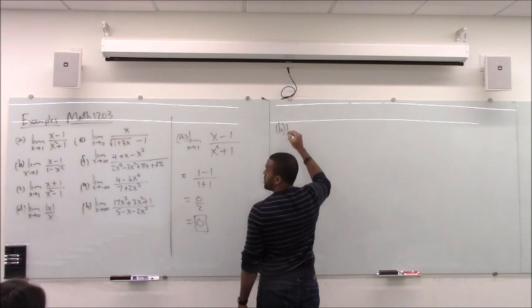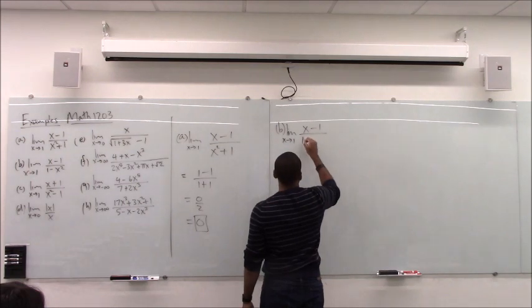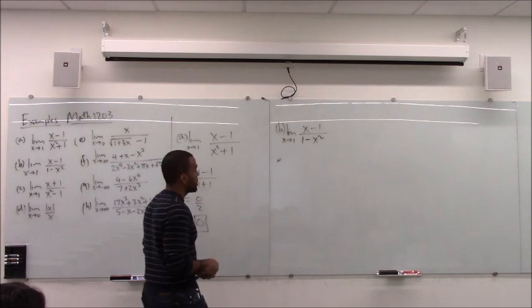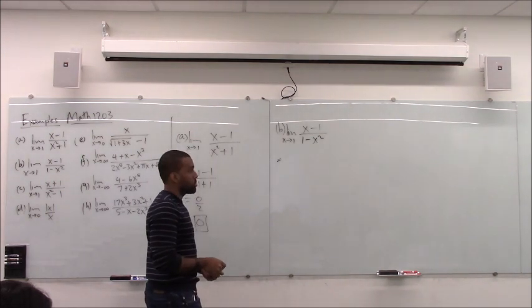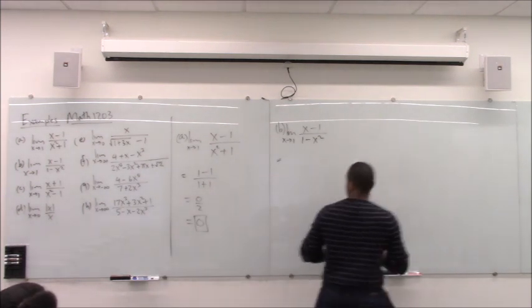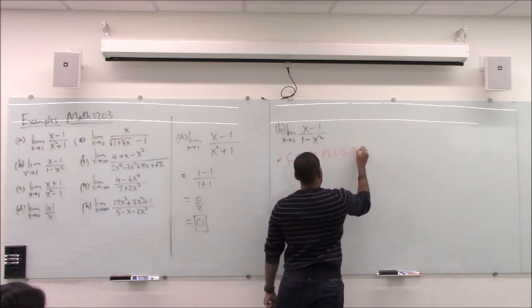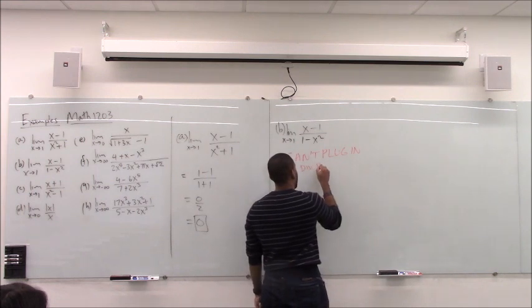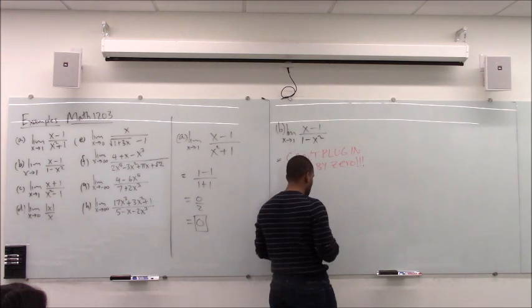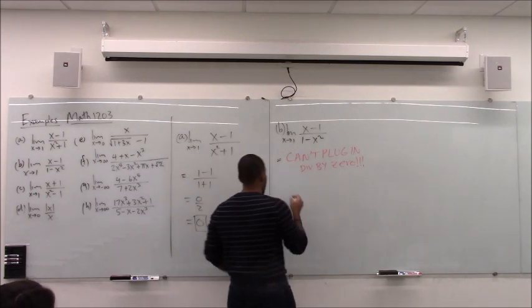So limit as x approaches 1 of x minus 1 over 1 minus x squared. What do we do? Back to the bottom. Right, so the first thing you should think is to plug in, but here you should realize you can't plug in because of division by 0. So you don't do that. Step 2 in the process is, if I can't plug in, try to simplify so you can plug in.